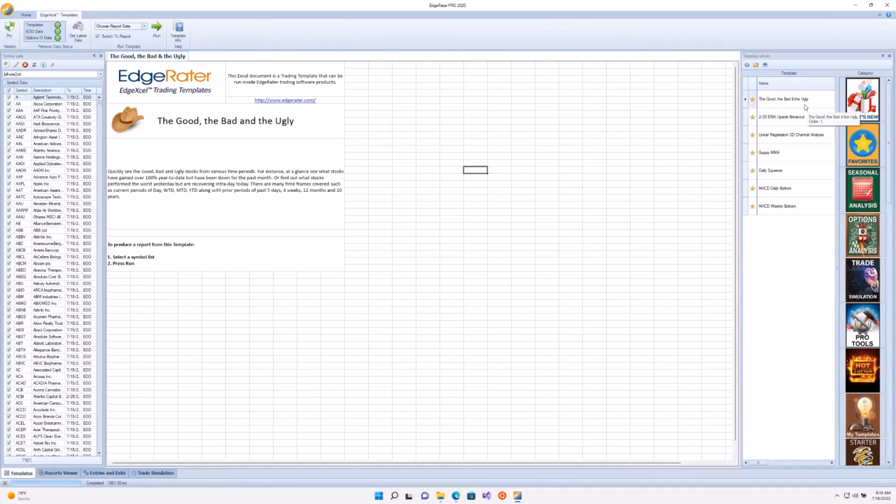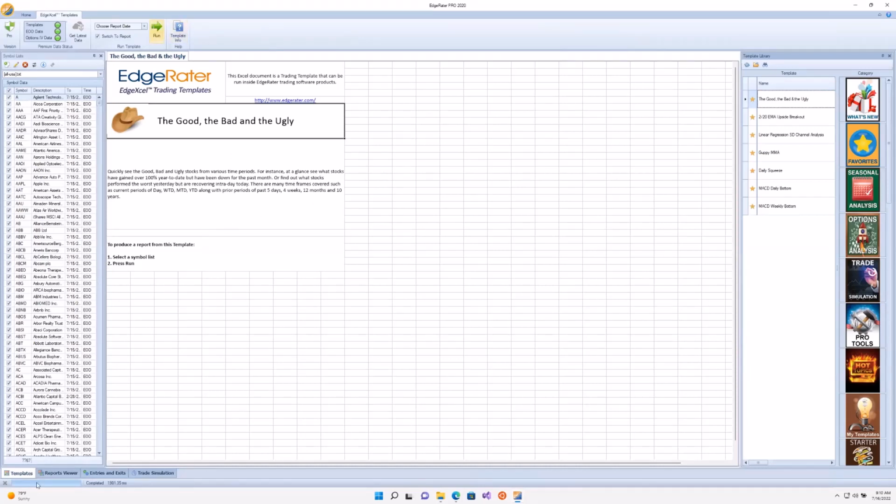The first thing is always look at the good, the bad, and the ugly template and run that against your chosen symbol list. My chosen symbol list normally is the list of CBOE weeklies, because I know that's a very active list of stocks with good liquidity. But just for fun today, I'm actually going to run this on the All USA list, which is a 7,767 strong list of stocks that trade on US markets.